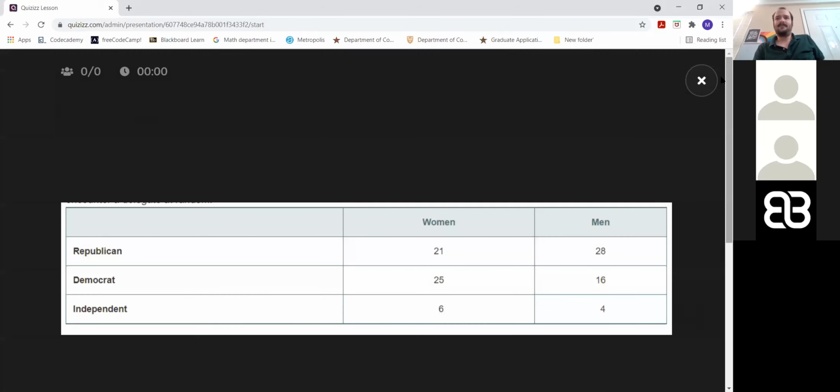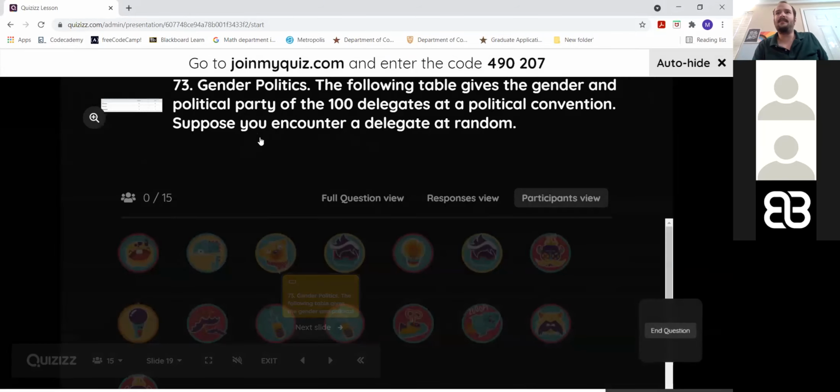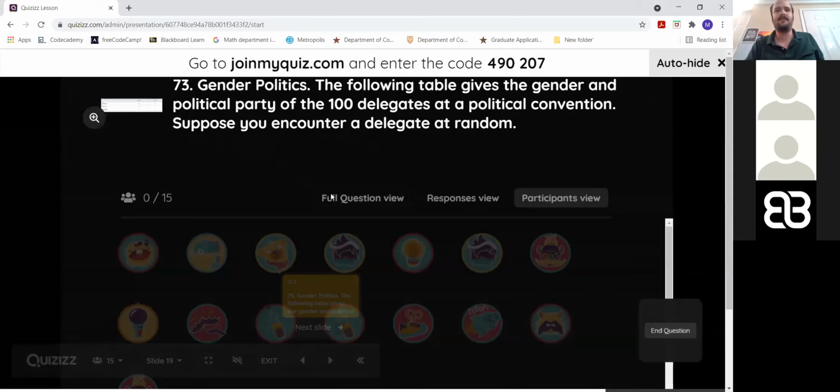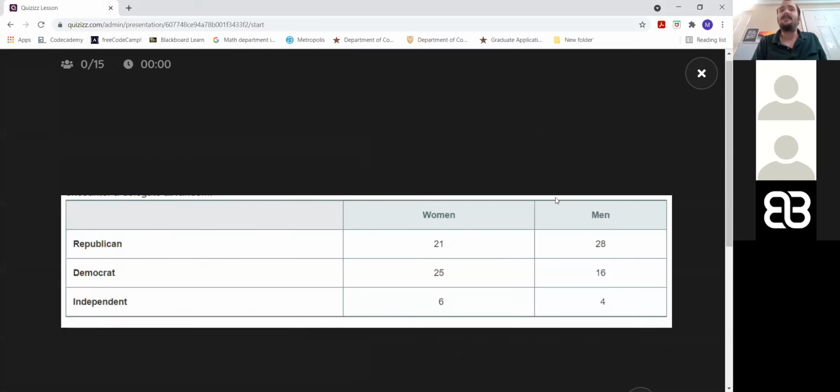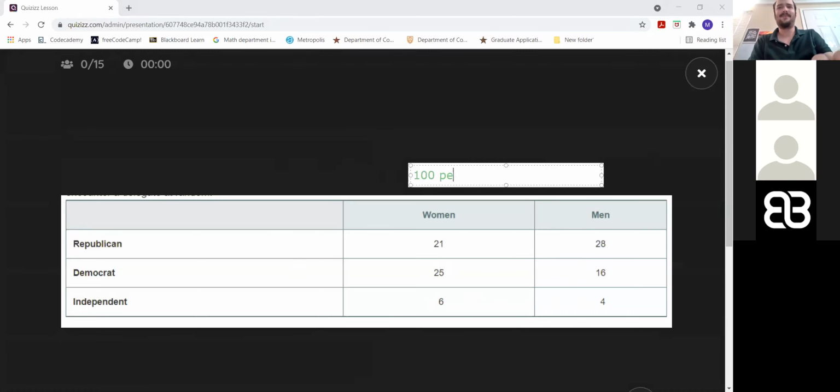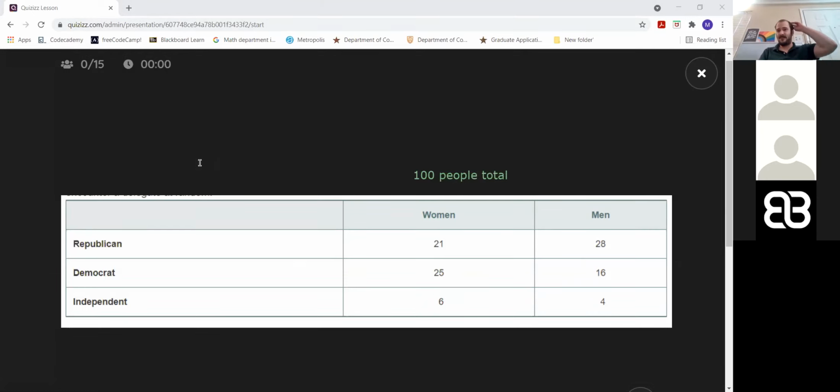We have to look at this table. What do they ask? Suppose you encounter delegates. What is the probability you meet a man? So I'm going to look at this table. If you add everyone up at this convention, guess what number they're going to give you? It is a really pretty number. If we do 21, 25, 6, 28, and 16, that's 100. You're going to get 100 people total.